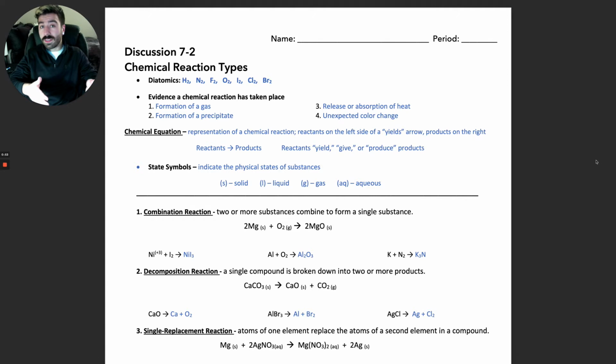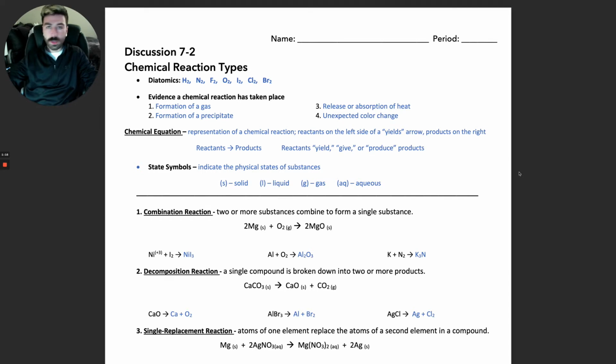So unit 7 is really where we start to apply those main concepts. The very first top part of this is actually kind of the main things we need to understand about chemical equations and chemical reactions before we jump into the main part of unit 7. And 7.2 is all about different types of chemical reactions.